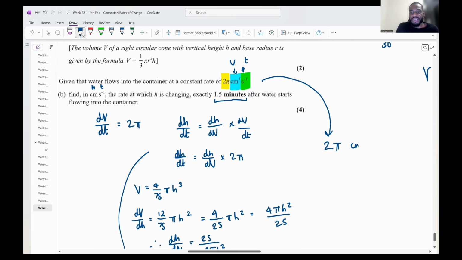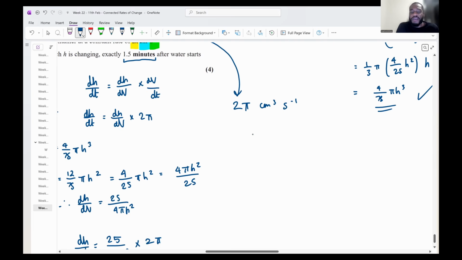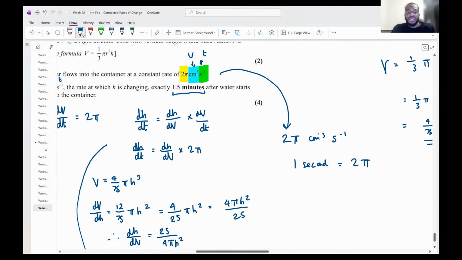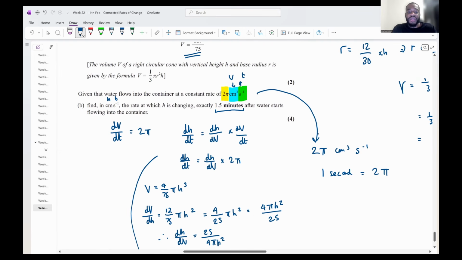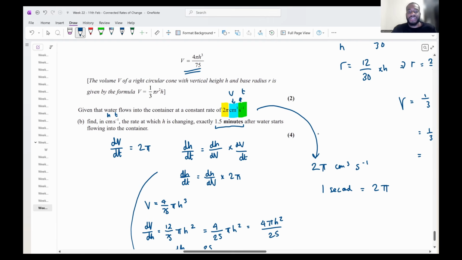2 pi centimeters cubed per second. That means, in context, that for every 1 second, we have a volume of 2 pi going into this cone, right? Now, they've told us that we want to find it 1.5 minutes after, and we know that this is in seconds. Can you see how they've written minutes in bold? They've done that deliberately. They don't want you to get tripped up, right? 1.5 minutes is 90 seconds.